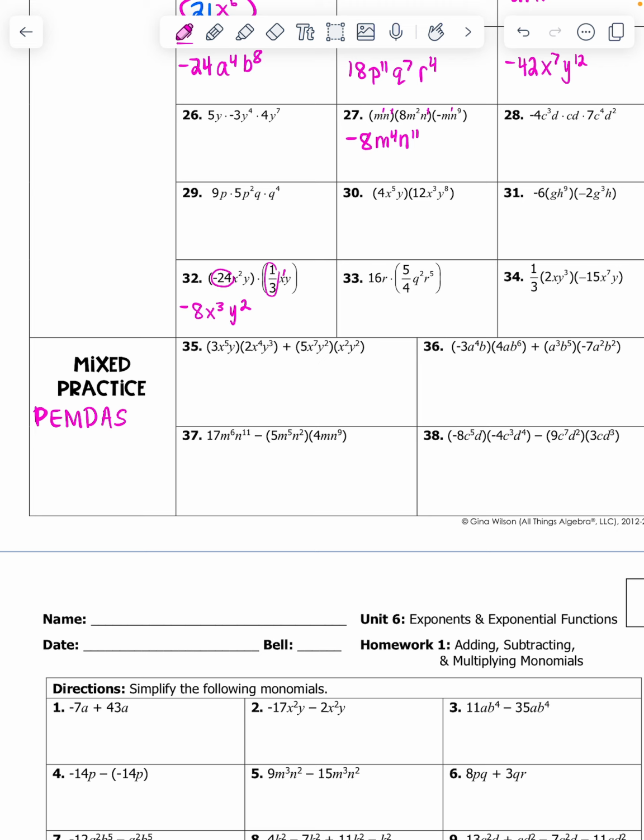But when I'm looking at number 35, inside of these parentheses, there's nothing I can do to simplify that. Inside these, nothing I can do. Inside these, nothing I can do. Inside these, nothing I can do. So these parentheses are really not needing to be simplified. They're just showing multiplication. So moving on to the next is exponents. I need to simplify my exponents.